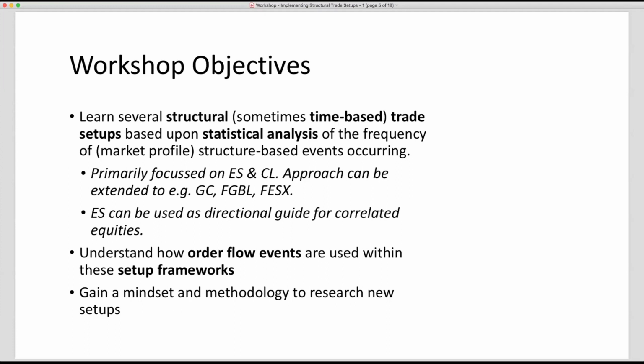Now, I will use ES and CL, because that's what I mainly concentrate on, but for other markets that are liquid, have sort of medium thickness in terms of how they trade, you can also look at these concepts on gold, on the bunds, on Euro stocks if you've got patience, on the bonds. What you can also do is use the approach which we take on ES as a directional guide for the highly correlated equities. So if your preferred poison is NQ or the Russell, then absolutely no reason to not look at the setups around ES as a framework.